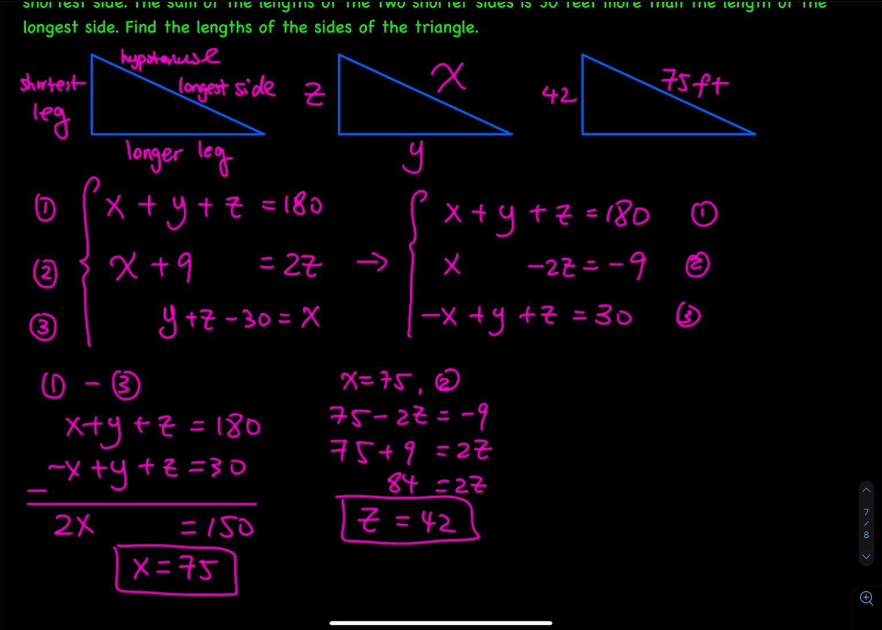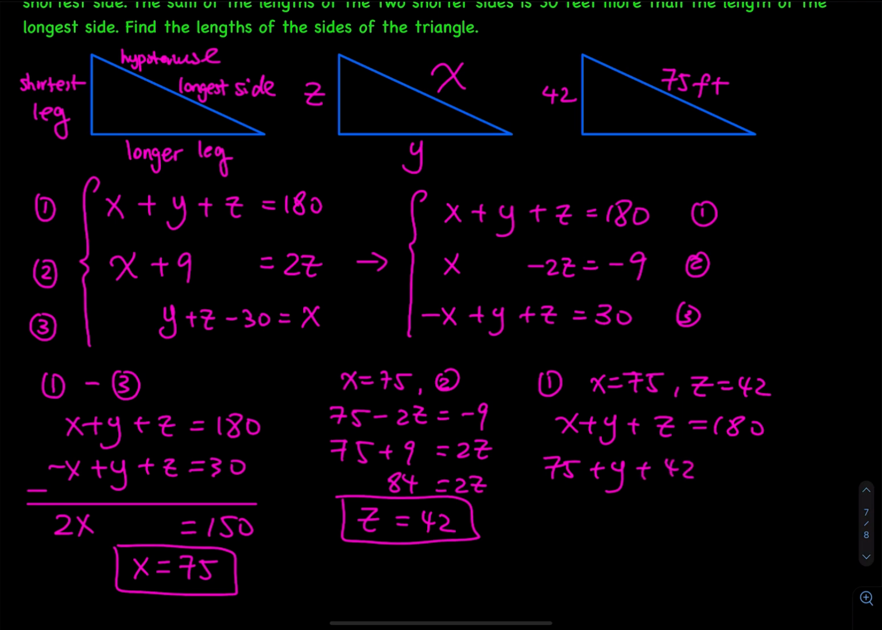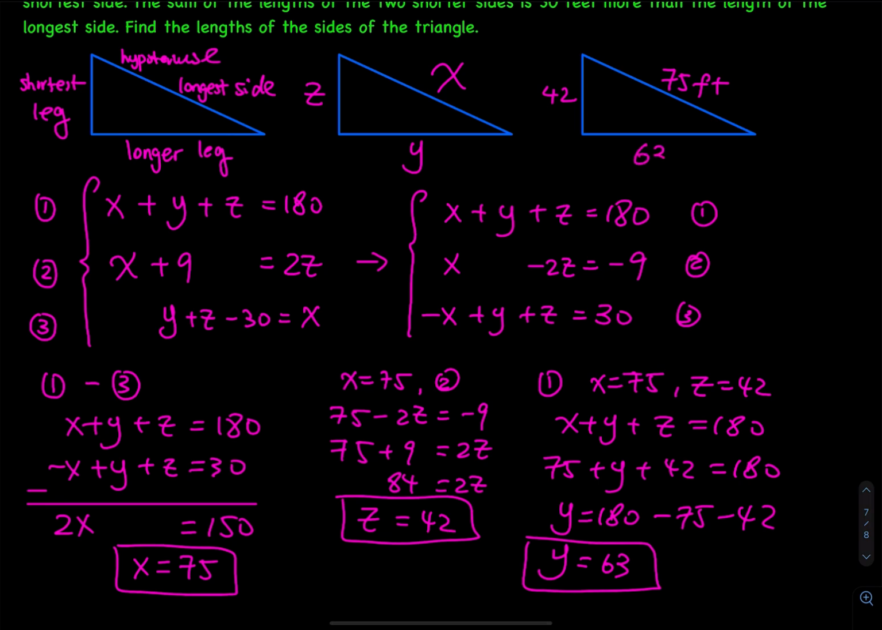Y, which one is the easiest? Let's just do the first equation. So the first equation, now I know x equals 75, and z equals 42. So the first equation is x plus y plus z equals 180. X is 75, y we don't know, z is 42, equals 180. So y equals 180 minus 75 minus 42. So the last leg is how long? 63 feet, right? So this is 63 feet.